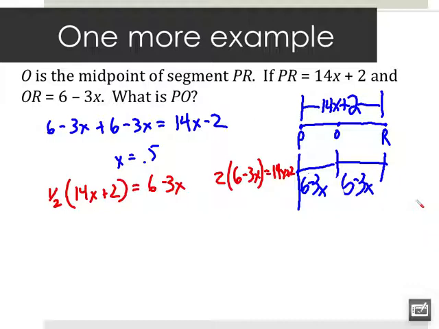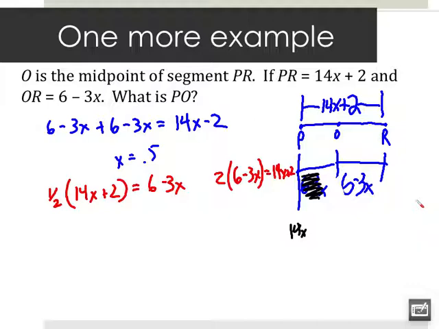What did you do? So I took 14x plus 2 and subtracted 6 minus 3x, or I wrote it as negative 3x plus 6. Okay, so what he did is he didn't use the fact that this distance PO would be the same as this distance OR. So he found this distance by taking the big distance minus the little distance. Does that make sense?